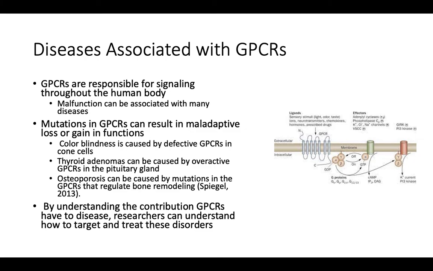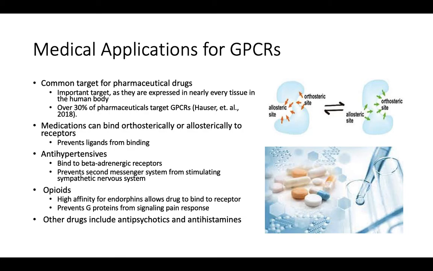And the main takeaway from this is that by understanding the contribution that GPCRs have to their disease, researchers can understand how to target and treat these disorders. And on the opposite side of the coin, even though GPCRs can be the cause for disease, they can also be an agent for good because they're one of the most common targets for pharmaceutical drugs. They're ubiquitous in the body, which means that they're expressed everywhere. And it's been shown that over 30% of these pharmaceuticals target GPCRs.